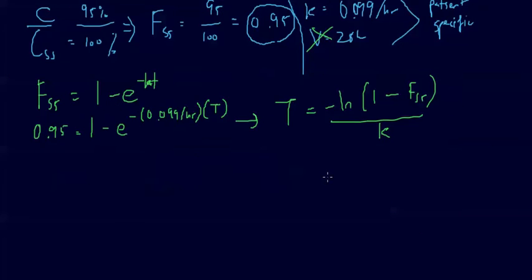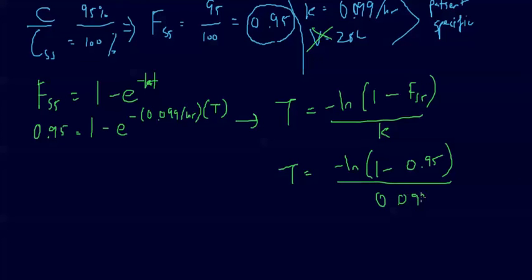So let's plug in everything we have. So t is equal to negative ln of 1 minus FSS, as we found, is 0.95. Make sure FSS is always going to be under 1 because it's a fraction, right? Obviously. K is 0.099 per hour. And what do we get? T is equal to, all right, about 30.2, 30.3, I would say. And units are in hours.